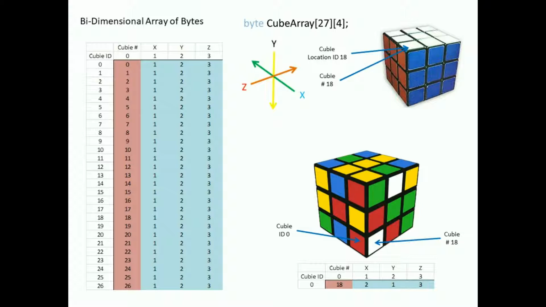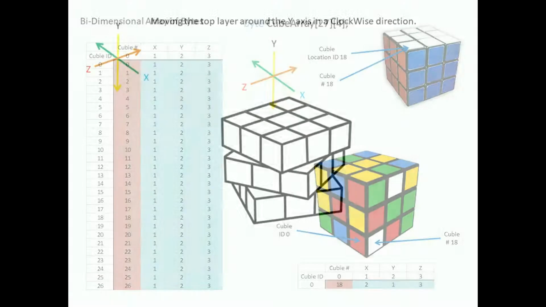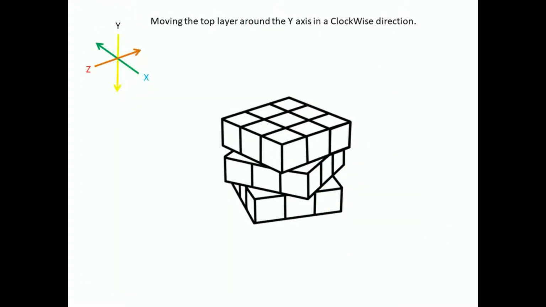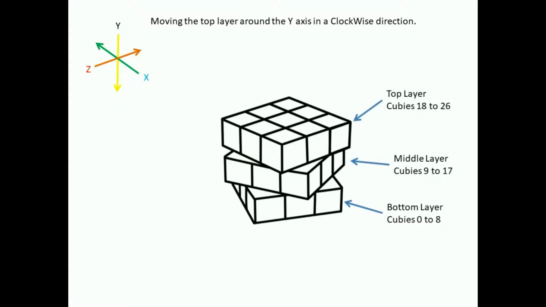So here, let's have a look how we're going to update our cube array as we rotate the cube's layers. In this example, we're going to move the y-axis. We are going to move the top layer around the y-axis in a clockwise direction. I have written 3 subroutines for managing this.